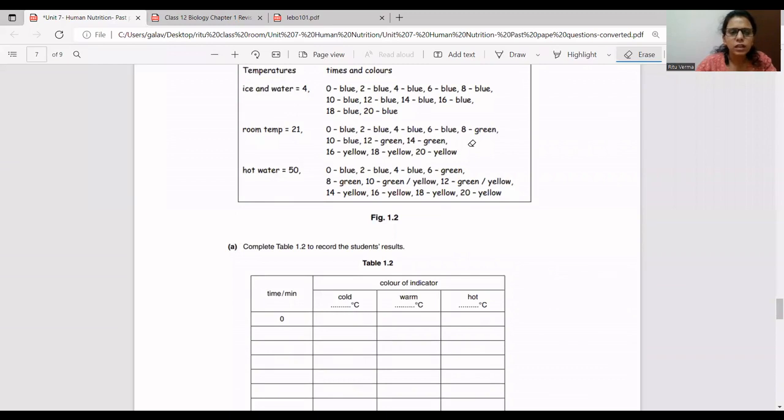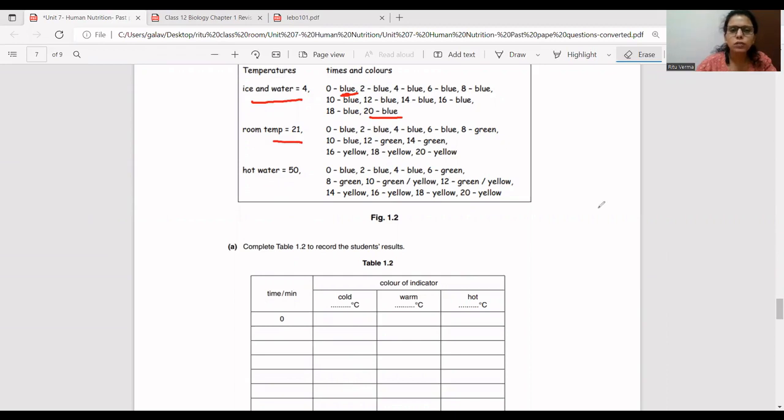Now if you look here, in the first case, in cold water at 0, the temperature was blue, and till 20 minutes at 0, that means at 0 minute the color of the indicator was blue, and till 20 minutes the color of the indicator was blue only. Okay. At room temperature, that means at 21 degrees Celsius, what happened?